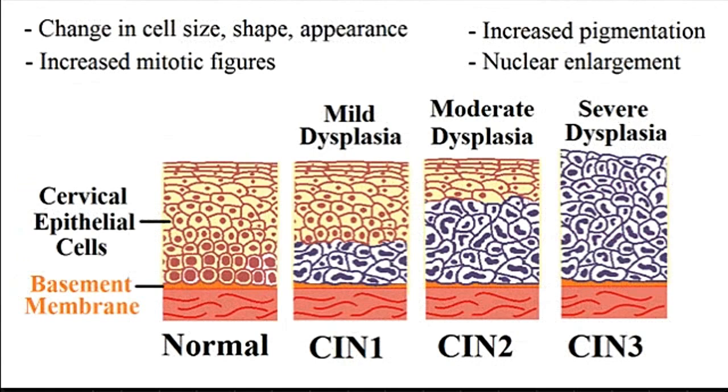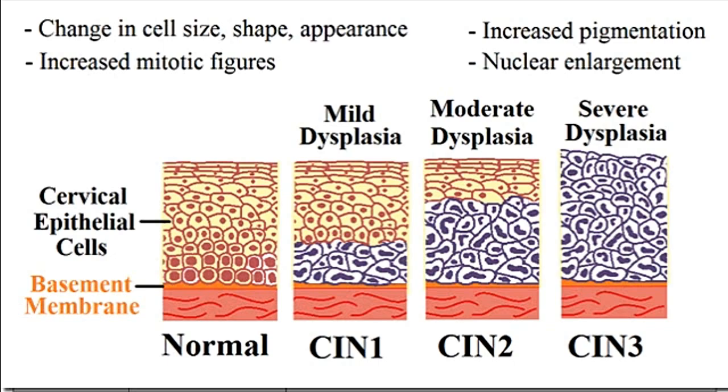Other changes that you will see with dysplastic cells, for instance, include hyperchromatic changes where there would be increased pigmentation, increased number of mitotic figures, as well as nuclear enlargement, as a consequence of which you would see elevated nuclear to cytoplasmic ratio. Now, one example of dysplasia is cervical intraepithelial neoplasia, which is the term used to describe dysplasia in the cervical cells. And so there would be different grades, CIN1, CIN2, and CIN3, which describe the mild, moderate, and severe forms of dysplasia seen with cervical cancer.